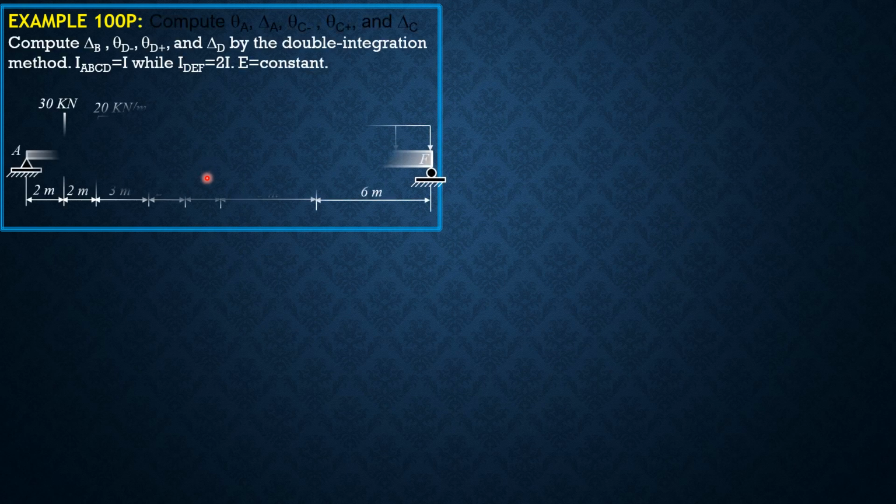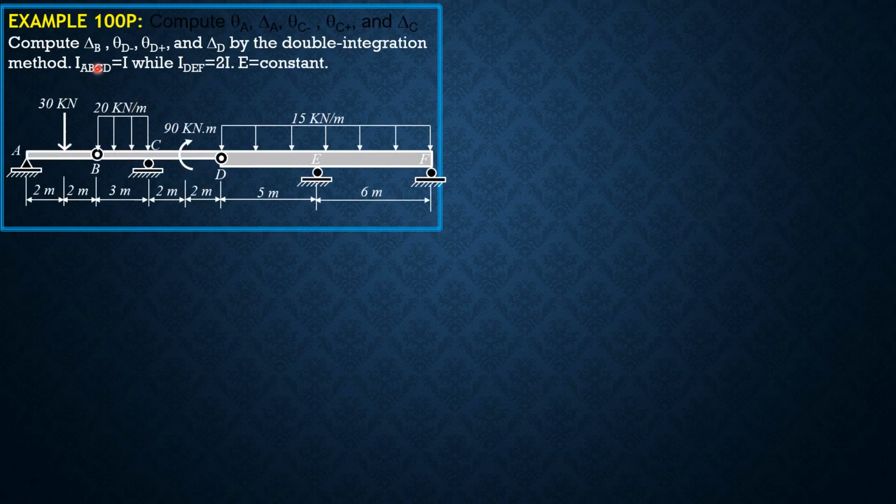Hello, teacher engineers. This is our last example for beam deflection by the double integration method. Compute the deflection at B, the slope just to the left, the slope just to the right, and the deflection at D by the double integration method. The moment of inertia of portion ABCD is I, while for DEF it is 2I. E is constant.